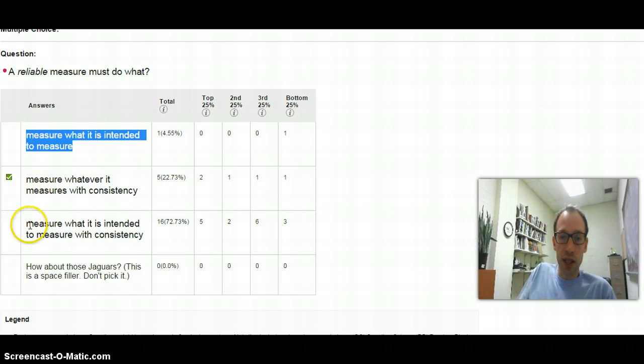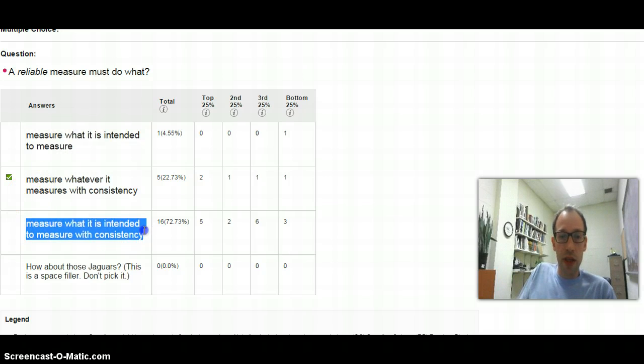So this popular answer here would be a measure that's both valid and reliable, which is what we want, of course. But I want you to know the difference between those two because it is very important. Just because a test is reliable, just because you see some report in the news that some test is very reliable, does not mean that it's accurate or valid.